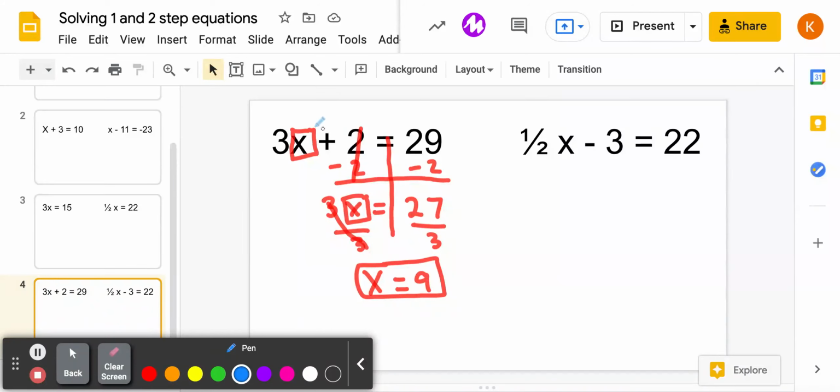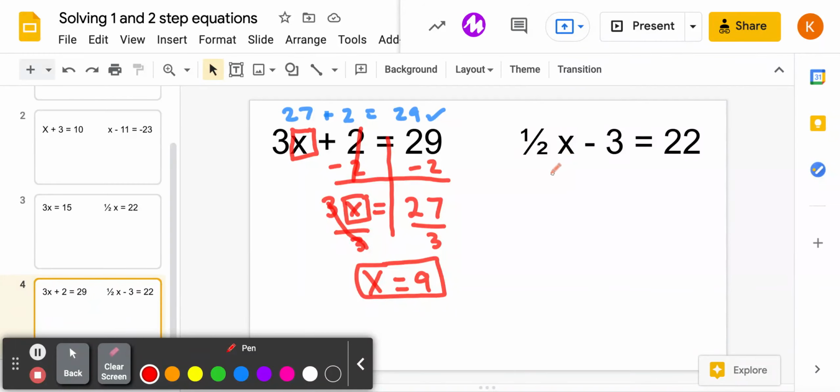If x is 9, you plug in 9 for x. 3 times 9 is 27. I'm left with a plus 2 after that. And does that equal 29? Sure does. That means you found the right solution. Congratulations. Let's do this last one.